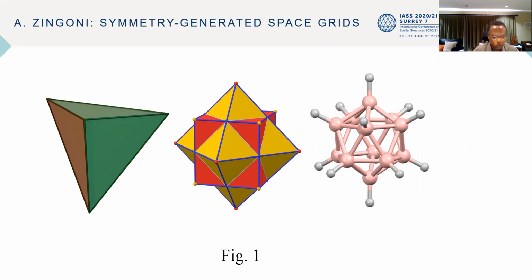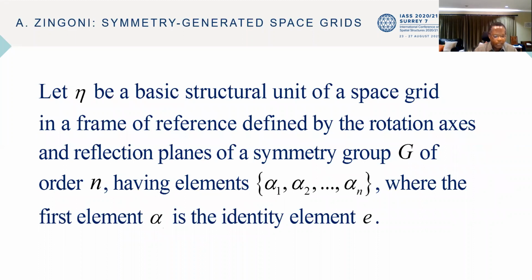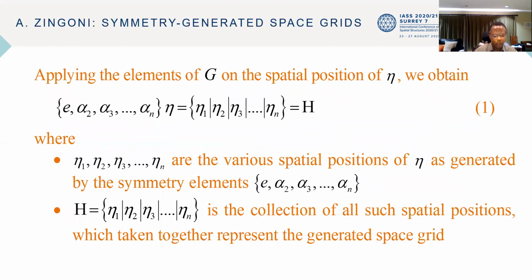So how do we use symmetry groups to generate space grids? Let eta be a basic structural unit of a space grid in a frame of reference defined by the rotation axes and reflection planes of a symmetry group G of order n, having elements alpha 1, alpha 2, up to alpha n, where the first element alpha 1 is the identity element E. Applying the elements of G on the spatial configuration of eta, we obtain E, alpha 2, alpha 3, up to alpha n times eta, which is eta 1, eta 2, eta 3, up to eta n.